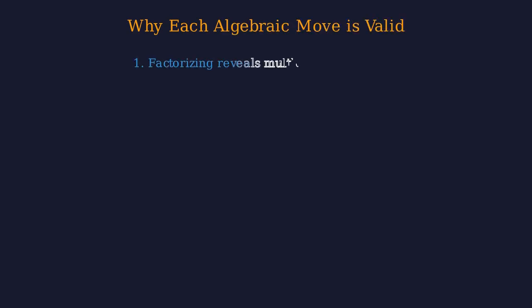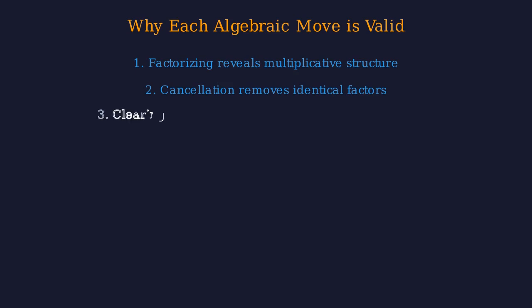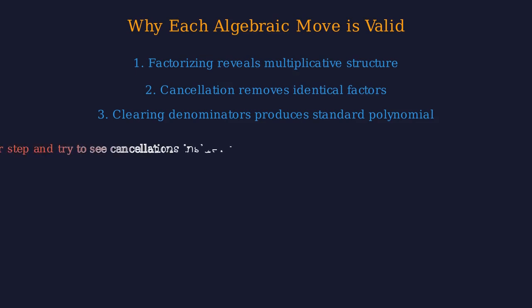Factorizing reveals multiplicative structure. Cancellation removes identical factors. Clearing denominators produces a standard polynomial equation which you can solve by normal rearrangement. If you skip the factor step and try to see cancellations inside sums, you are relying on pattern spotting, and that's where marks disappear.